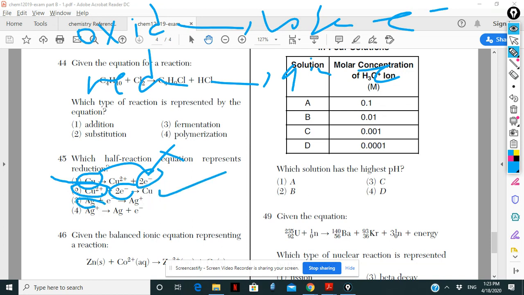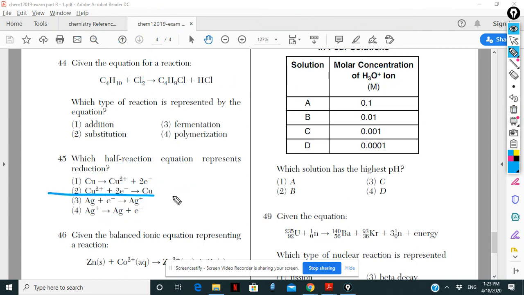Now silver gains electrons, it should be negatively charged because it was an element, so it can't be positive. And here, if you're looking, it's losing. So the only correct answer is copper gaining two electrons to go from a copper ion to an element.